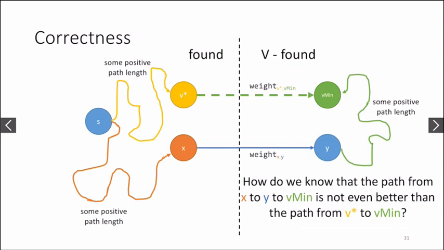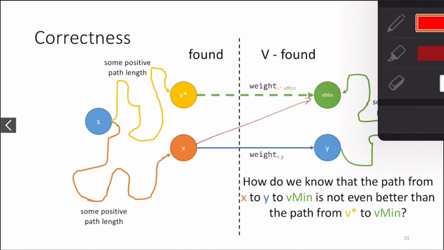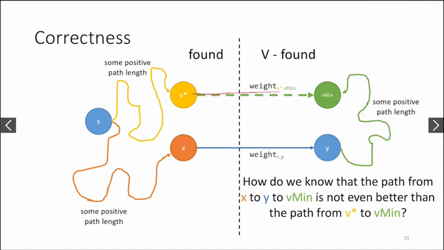And again, how about comparing the top one to this bottom one? Well, we know that it was cheaper to go from v star to v min than it was x to v min. And we also know that going from v star to v min is cheaper than x to y, otherwise y would have been v min. So that means that going from x to y is greater than going from v star to v min. And then again, all we're doing is adding even more, potentially, to that path length here. Okay, so we've considered all possibilities here.